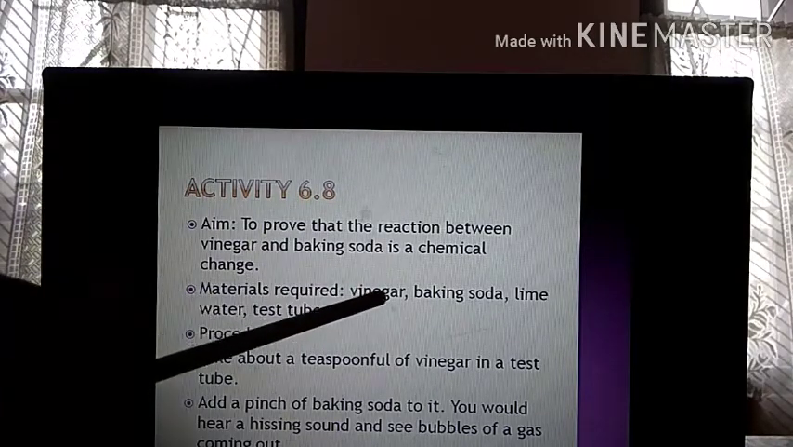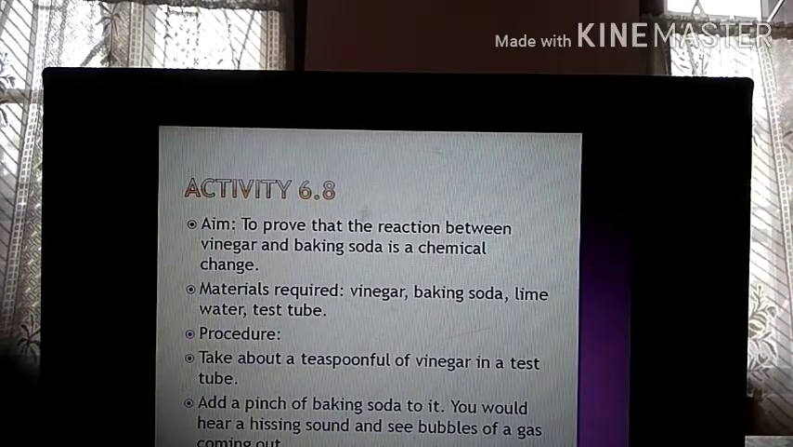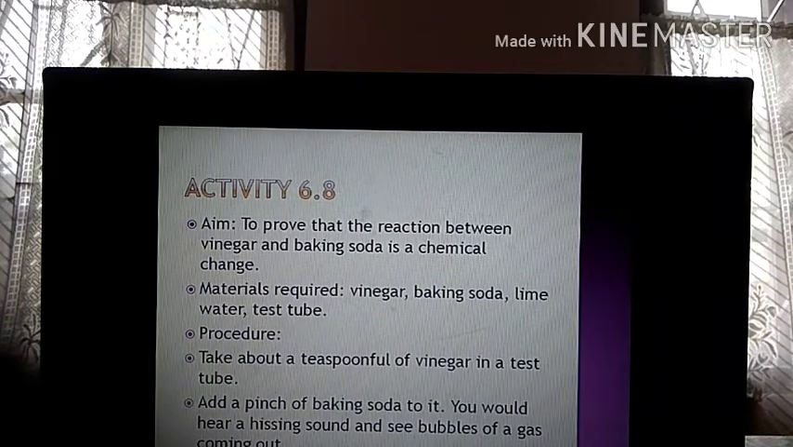Now what do you need? You need vinegar, you need baking soda, you need lime water and a test tube. Vinegar and baking soda, all of you are familiar. You have vinegar in the kitchen, baking soda also you have in the kitchen.